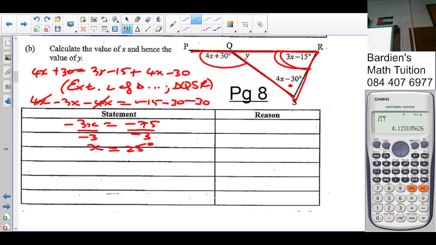That's where you go wrong. So I got negative 15. Do you have the opening equation here? Do you have 4x plus 30 equals 3x minus 15 plus 4x minus 30? Do you have that? Yes, sir. Okay, read for me your next line. 4x minus 4x minus 3x equals negative 15 plus 30 minus 30.